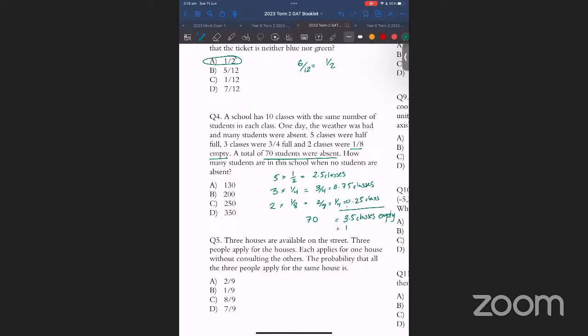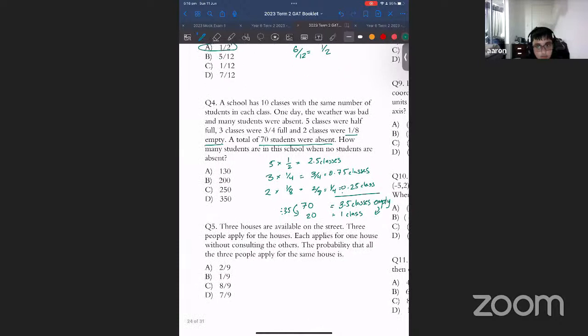So how much is 1 class worth? So 3.5 divided by 3.5 gives you 1. So what's 70 divided by 3.5? Will you explain that part again? Yes. So I'm going to go into the next line.